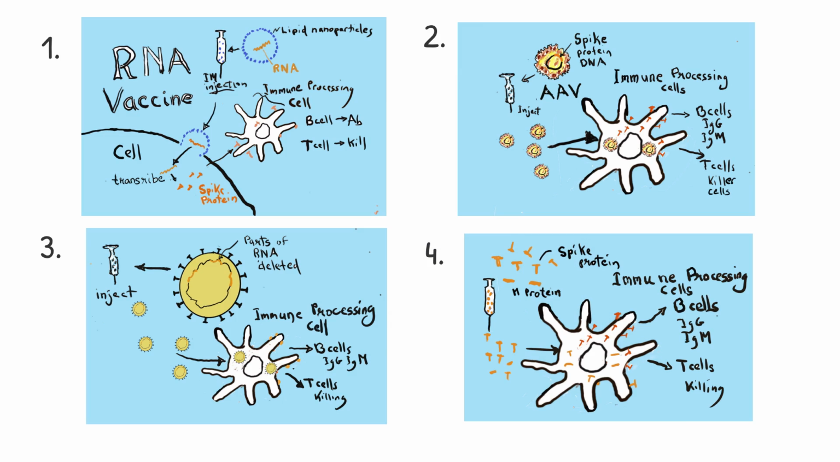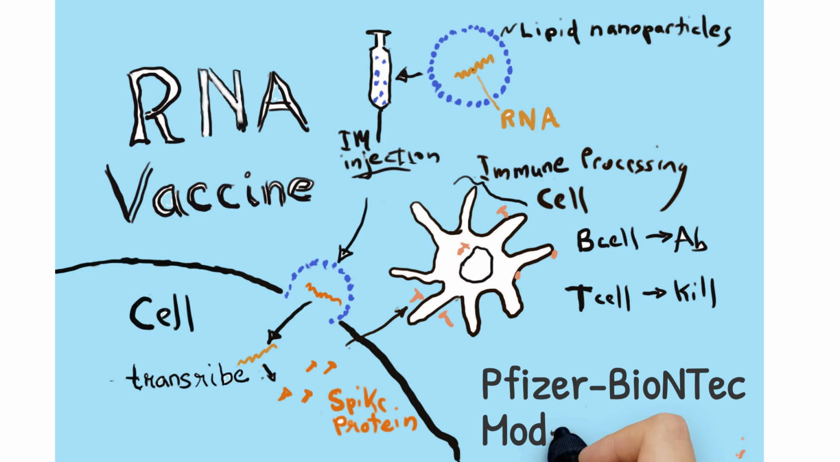Now let's discuss the four major classes of vaccines presently under production. They are 1) nucleic acid vaccines, 2) viral vector vaccines, 3) live attenuated viral vaccines, and 4) synthetic protein vaccines. Let's begin with nucleic acid vaccines, because the first 2 vaccines released fall into this category. Both the Pfizer-BioNTech and Moderna vaccines are RNA vaccines.